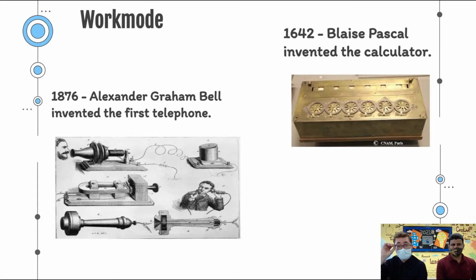Here we have a few inventions for you before the computer. In 1876, Alexander Graham Bell invented the telephone. And on the right-hand side, you see a calculator. Blaise Pascal invented the calculator in 1642. You would input the numbers, and it would give you an output, sometimes on paper, or sometimes it would show the answer on the white colored scrolls you can see there.